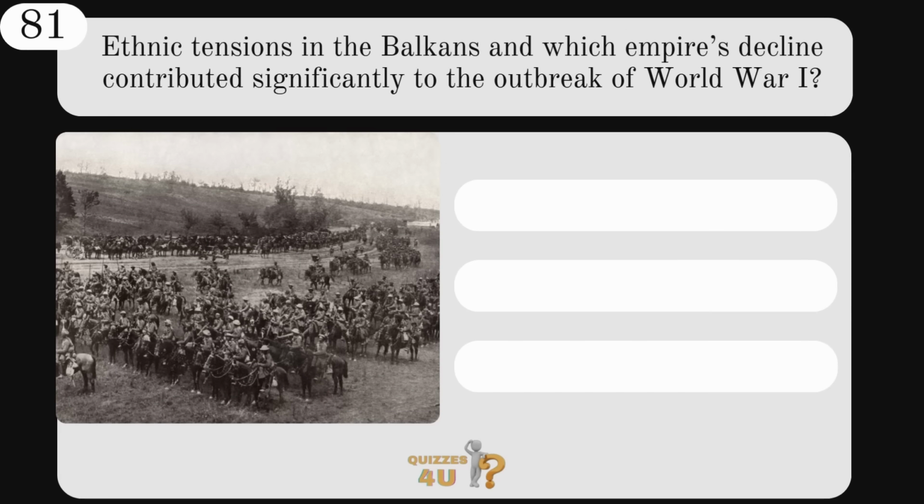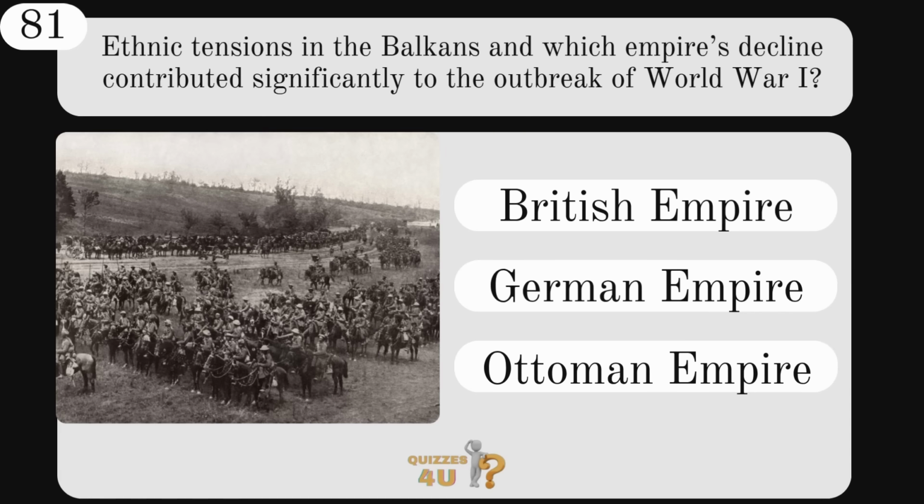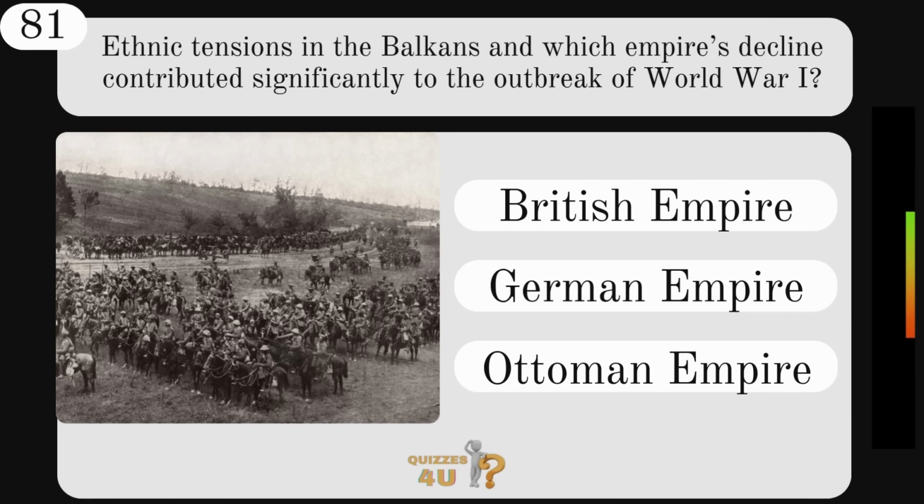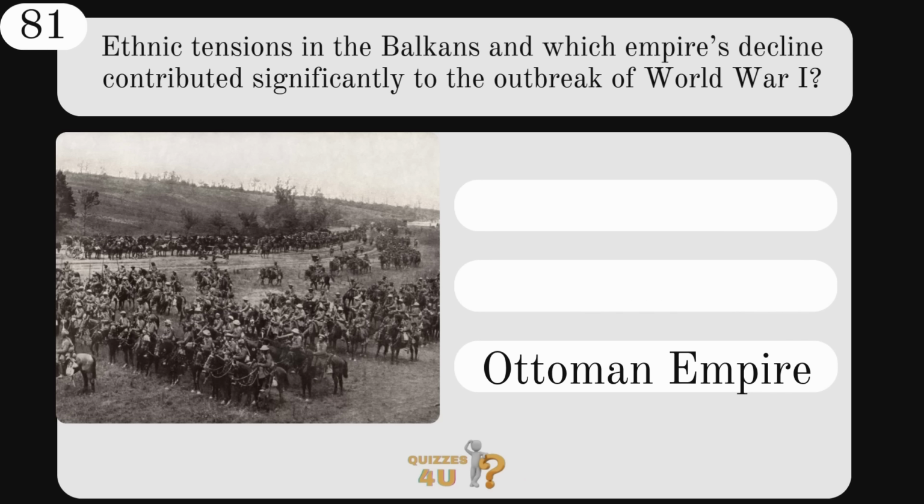Ethnic tensions in the Balkans and which empire's decline contributed significantly to the outbreak of World War I, the British, German, or Ottoman Empire? That was the decline of the Ottoman Empire.